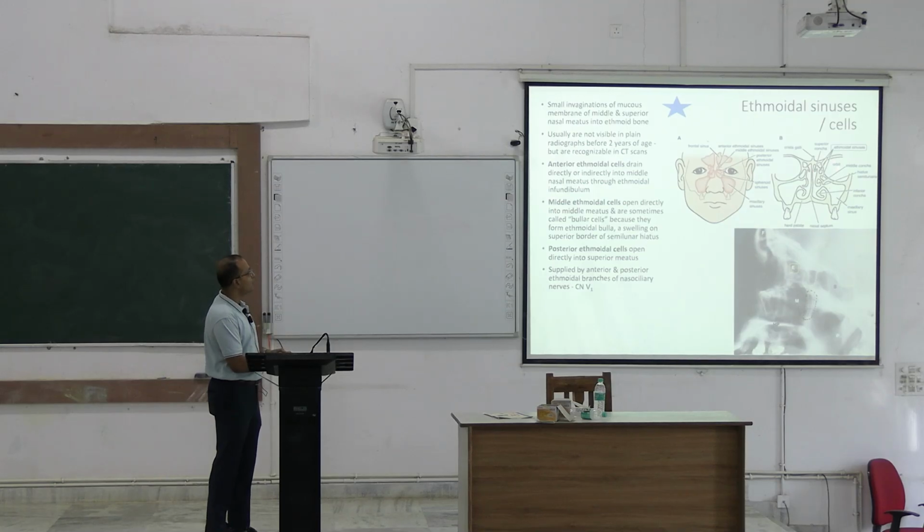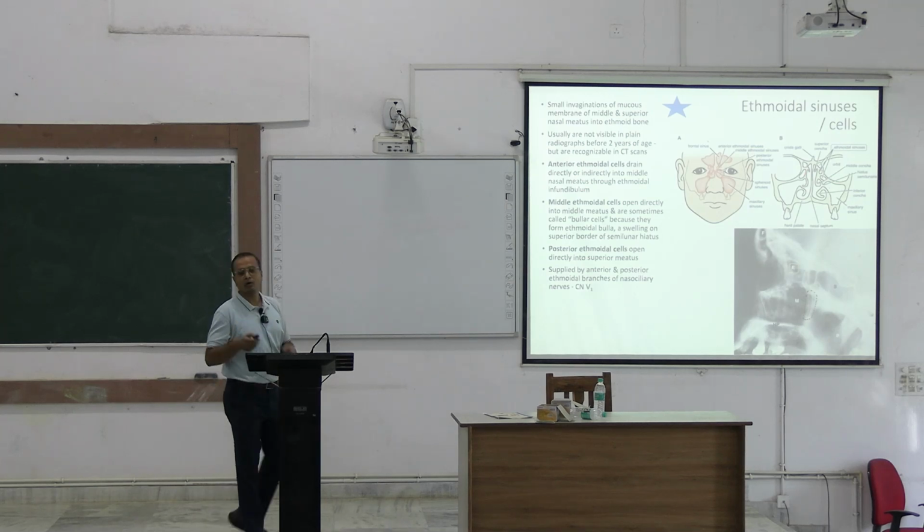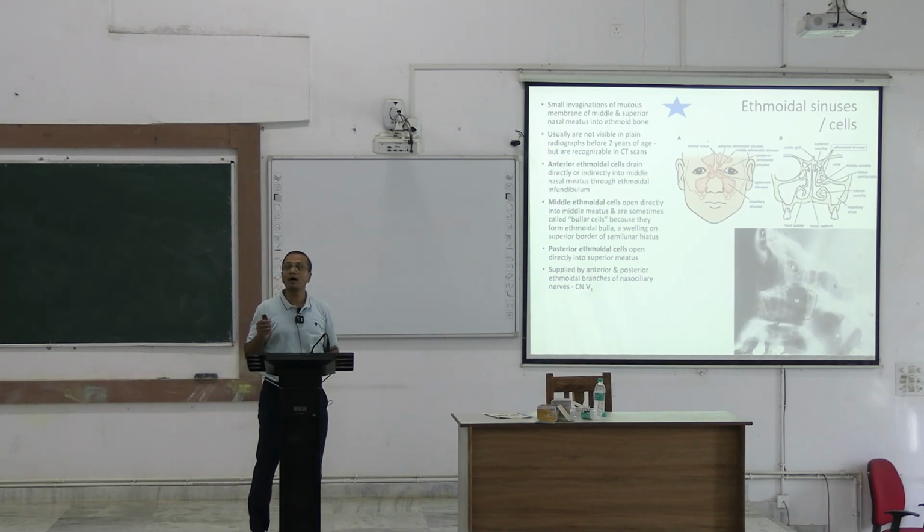Now, you can see how close this ethmoidal air cell is there on the medial side of this orbit. On the medial side of the orbit, we have a nerve exiting. We call it the optic nerve. The optic nerve is wrapped by meninges, which is a dura mater, which contains the blood vessels.